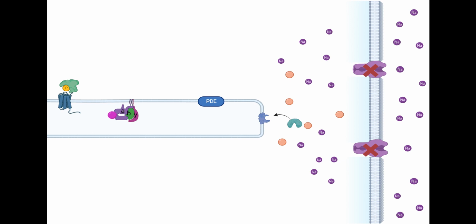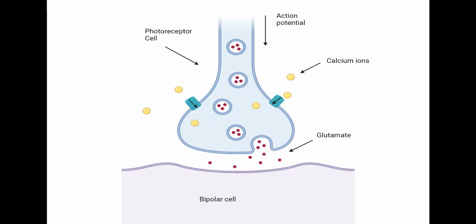cGMP levels also have to be restored. This happens when guanylate cyclase is activated by GCAP. This activation allows it to synthesize cGMP from GTP. This will cause the CNG channels to reopen. The cell will become depolarized again and will continue to release glutamate onto the bipolar cell.